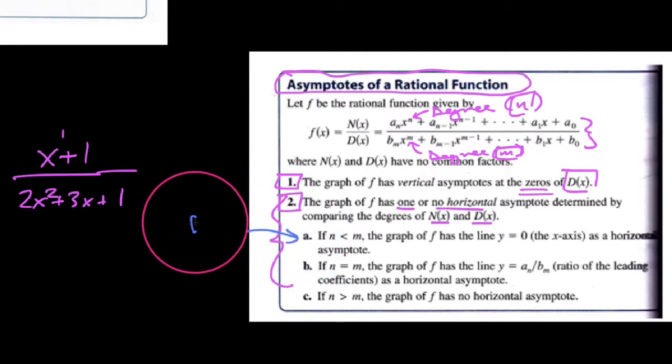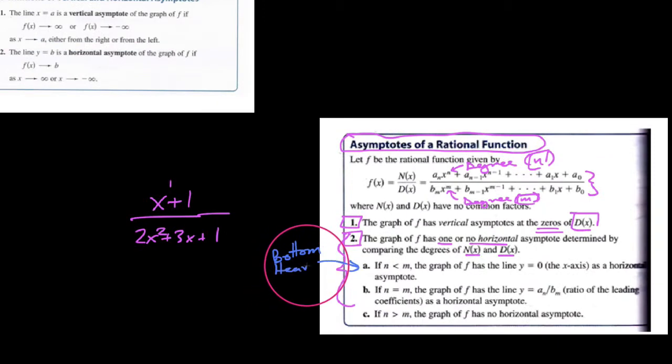So if we have a bottom heavy function, you can almost look at it like when you're dealing with regular numbers, like 7/8, a proper fraction. If the degree of the top is less than the degree of the bottom, basically the line y equals 0 is the horizontal asymptote. That is, it's just the x-axis. I mean, that's what it's going to be.